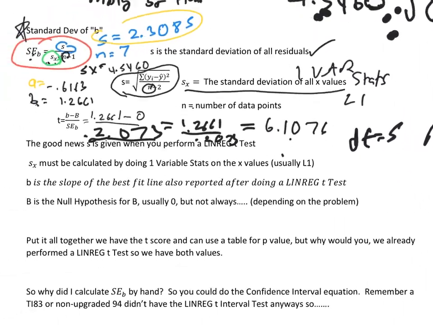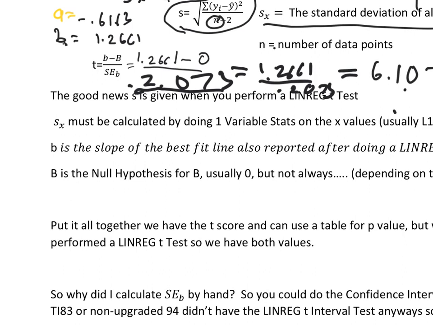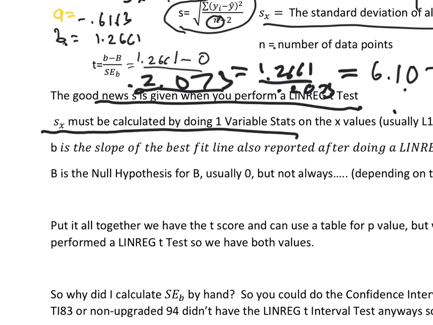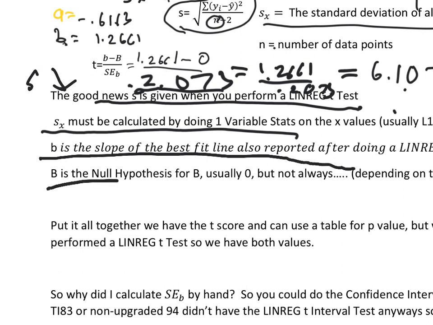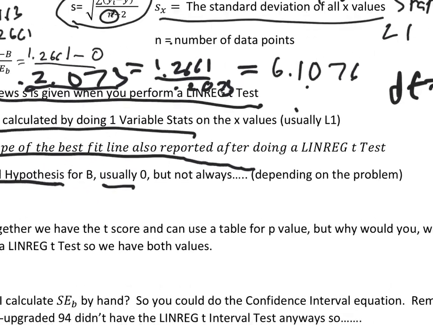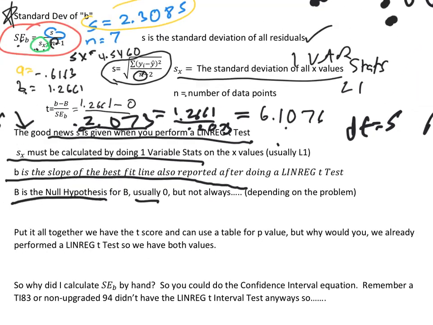Now, that's good. And there's little notes that I typed in this morning. The good news, we could run a linear regression t-test. We could do S of x by doing a one variable stats. We get S from that. B is also in the linear regression t-test. B is in the null hypothesis. Usually it's a 0. Putting it all together, we already have our t-score. We just did that right here.